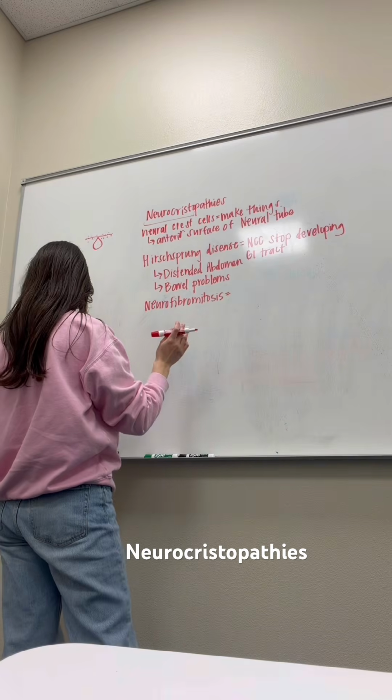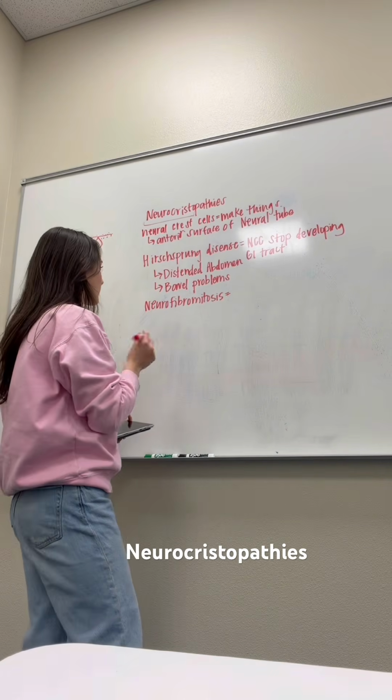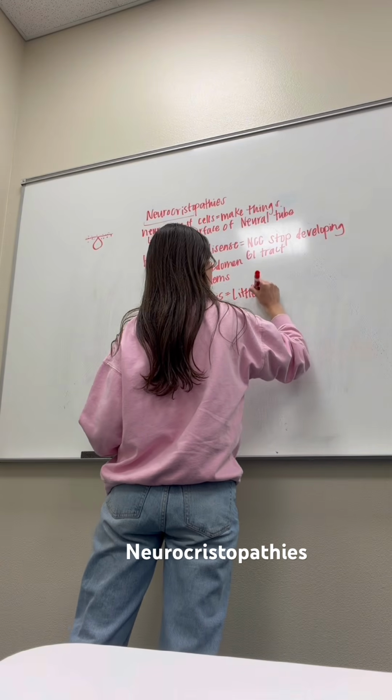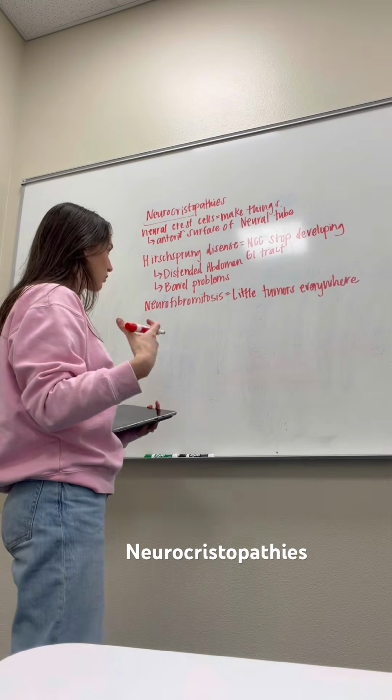neurofibromatosis. This happens when, so neural crest cells are actually tumor suppressants, and so if something goes wrong with your neural crest cells, you'll grow little tumors everywhere. So you can see them superficially on your body. You'll have a ton of little tiny tumors that just grow everywhere.